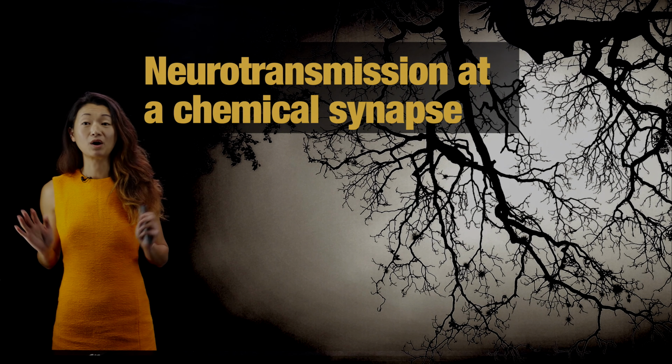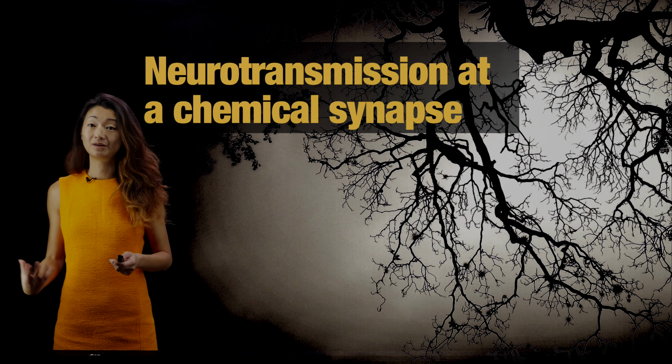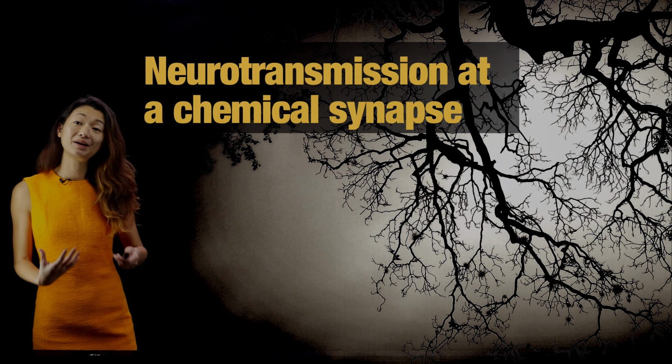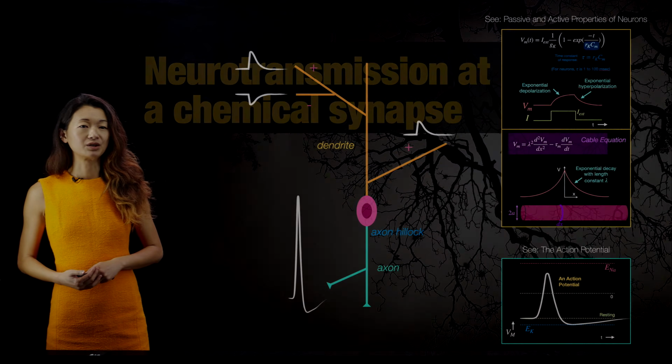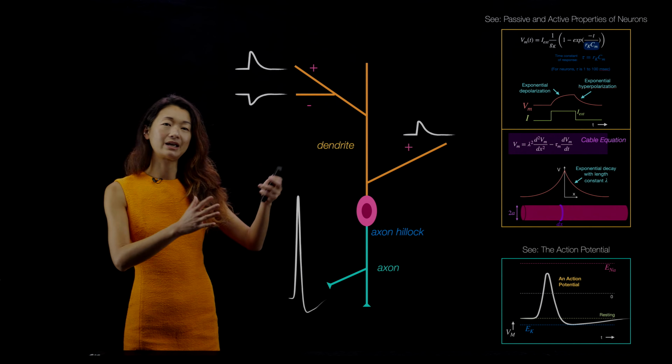This video is going to be all about the chemical synapse, the process by which an electrical potential, an action potential in the presynaptic neuron, gets transmitted through chemical communication and then elicits another electrical potential at the postsynaptic neuron.